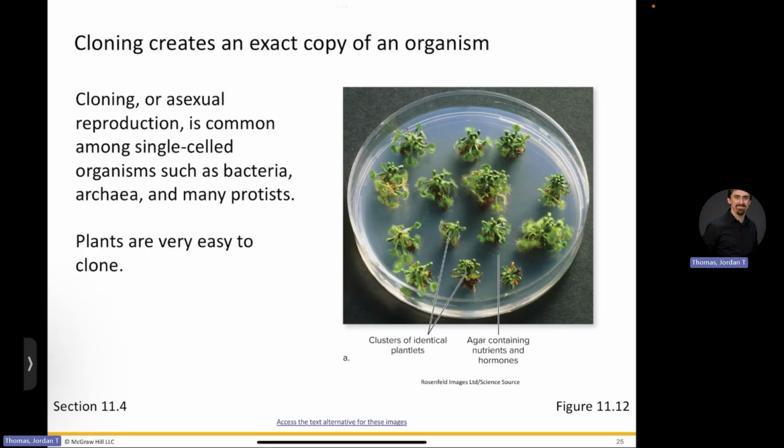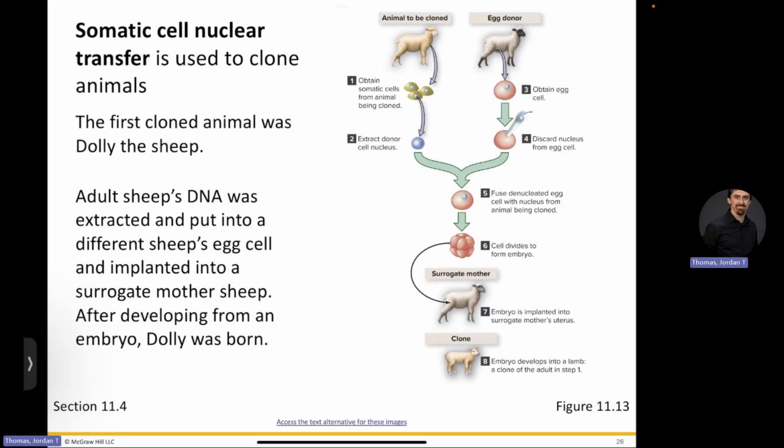So cloning is making an exact copy of an organism. Now, in more complex organisms, we can't just make a copy very easily. We use what's called somatic cell transfer. Somatic cell transfer is used to clone animals. The first cloned animal was Dolly the sheep. The adult sheep's DNA was extracted and put into a different sheep's egg cell and implanted into the surrogate mother sheep. After developing from an embryo, Dolly was born.